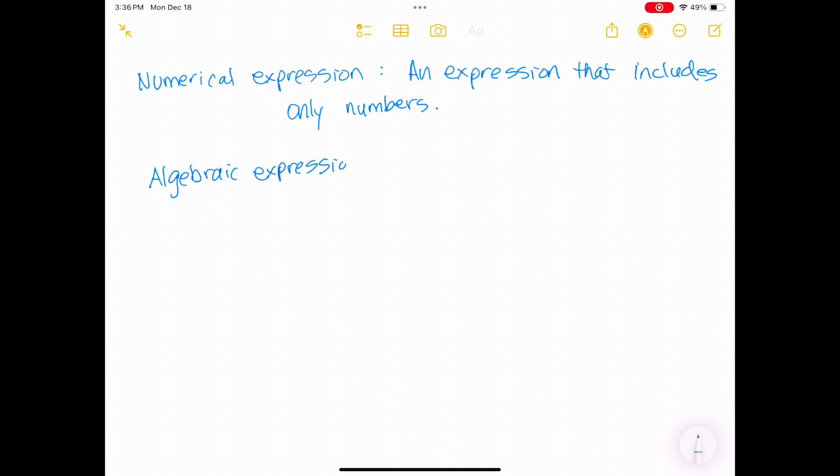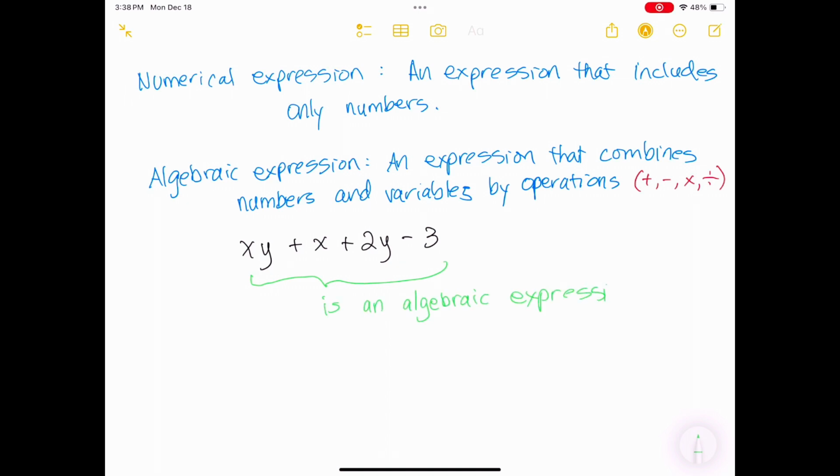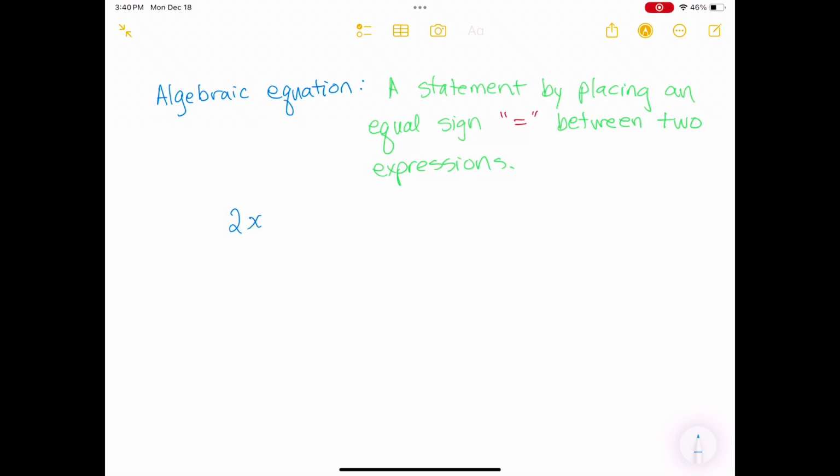A numerical expression is an expression that includes only numbers. An algebraic expression is an expression that combines numbers and variables by operations, such as add, subtract, multiply, or divide. xy plus x plus 2y minus 3 is an algebraic expression. An algebraic equation is a statement made by placing an equal sign between two expressions. For example, 2x plus 5 equals 7 is an equation, as is 2x plus 5 equals 9, also an equation.